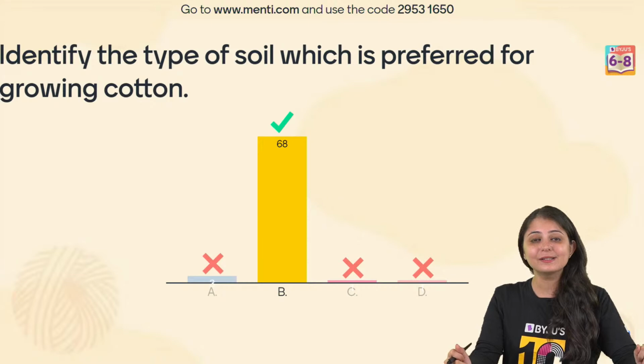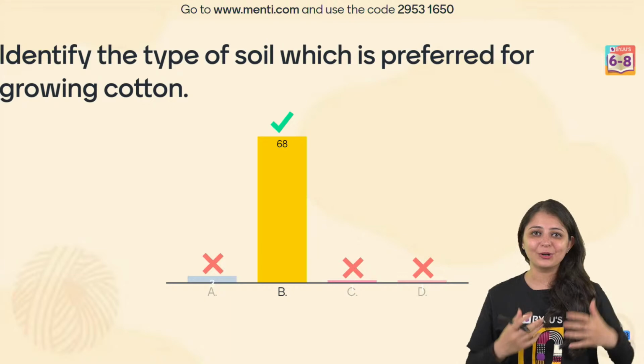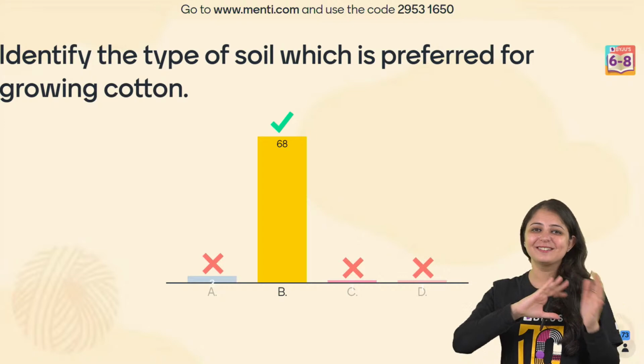Correct. Option B, black soil. So black soil has good water retention, right? And I remember I told you, cotton is white in color, right? Opposite kar do. It grows in black soil. Just a way to learn and remember.